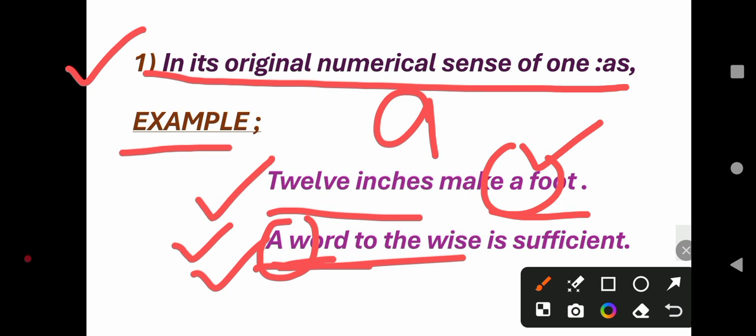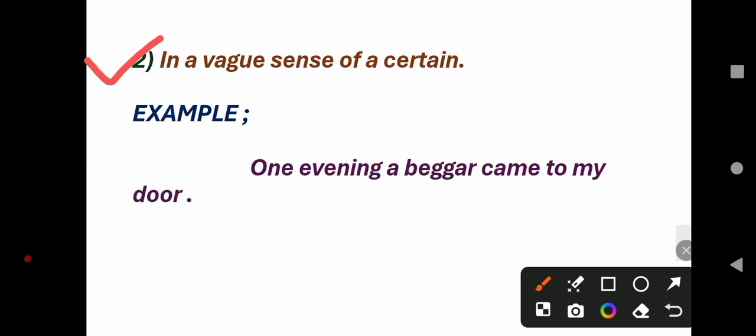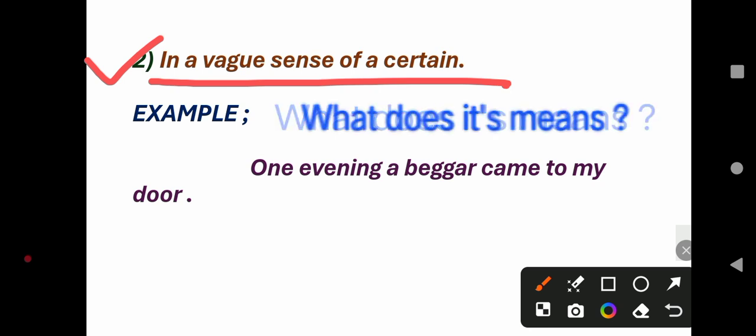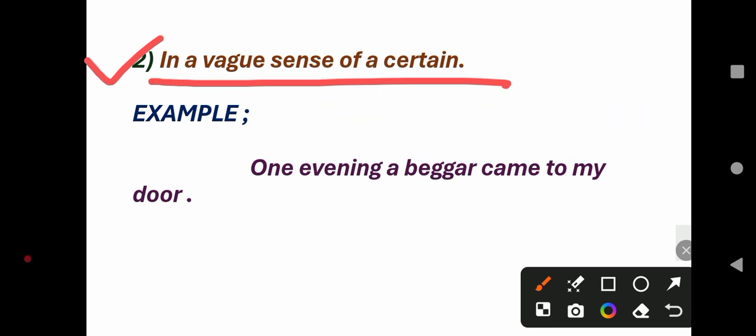Now we move toward the next point of use of indefinite articles. In the previous point, we learned that "a" is used in its original sense to mean one. But now we will look at another interesting use of "a", and that is in a vague sense of certain. So what does it mean? Sometimes we use "a" when we are talking about someone or something. We don't give too many details. We don't say exactly who or what it was, because either we don't know or it's not important to say exactly. So here, "a" is not just saying one. It's saying a certain person or thing in a vague or unclear way.